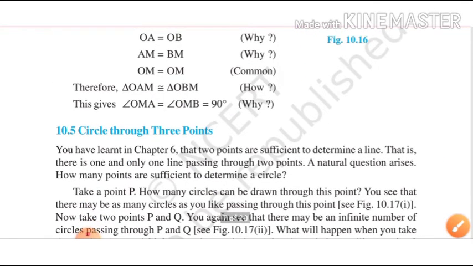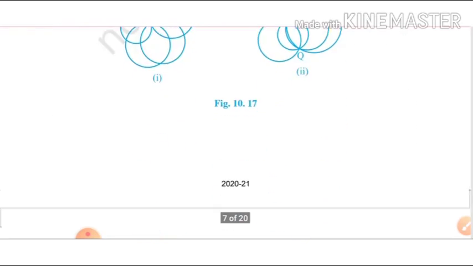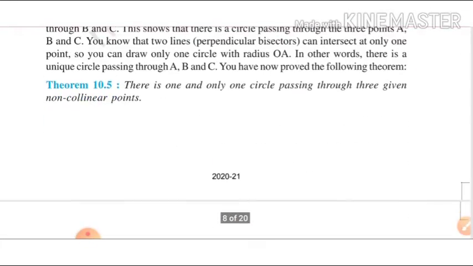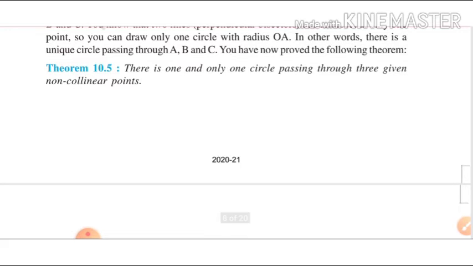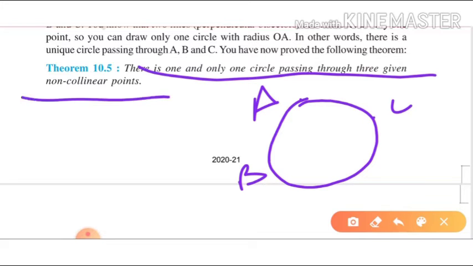Now this part, the circle through 3 points, is excluded from the syllabus. I will just refer to what it says. There is only one circle passing through 3 non-collinear points. If you have 3 non-collinear points A, B and C, you can draw only one circle through them. This is not included, but non-collinear means they don't fall on the same straight line.